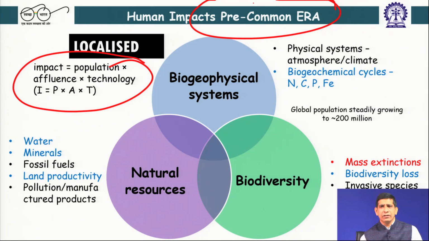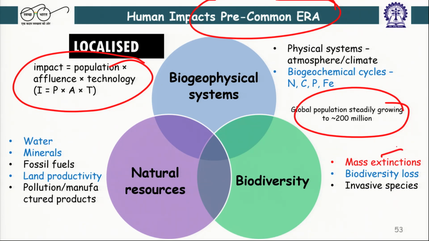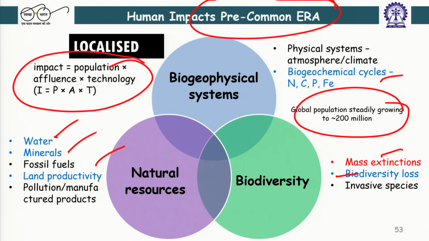Most of the people will be born in a certain area and probably will die in that area itself. So, global population was also quite small, growing to around 200 million. We saw some impact. The blue line shows some impact, the red shows a more severe impact in terms of mass extinction. But we saw some impact in biogeochemical cycles, biodiversity loss and all that, and also impact on water, minerals and land productivity.